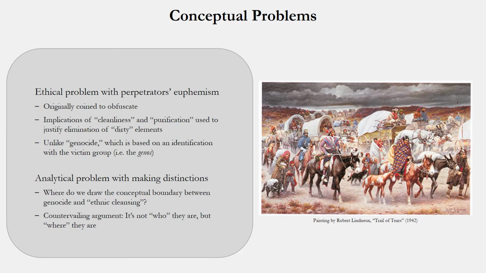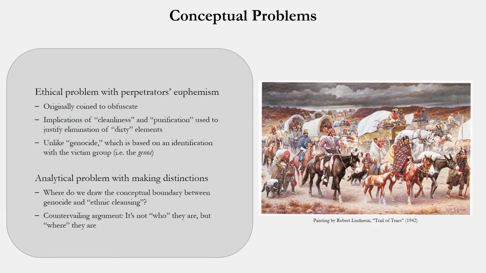In the first place, there is an ethical concern with the fact that the term was originally coined as a perpetrator's euphemism, terminological denial, and an ideological justification. Moreover, unlike genocide, the root word of which identifies with the victim group, the term ethnic cleansing is based on the perpetrator's standards of purity. Analytically, moreover, there's a problem with drawing a distinction between genocide and ethnic cleansing.